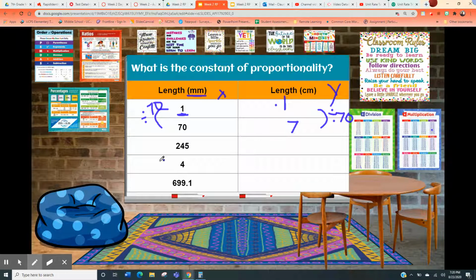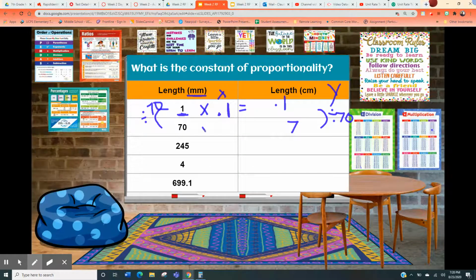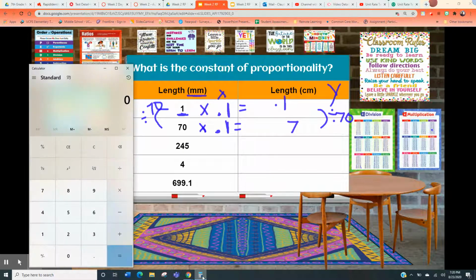So if I take 1 and I multiply by 0.1, it gives me 0.1. Now let me just check my second one to make sure that that works. So if I take 70 and I multiply by 0.1, let's make sure it gives me 7. Because remember, I always want to check to make sure I'm doing it right. And it does. It gives me 7. So I'm going to continue doing that all the way down.